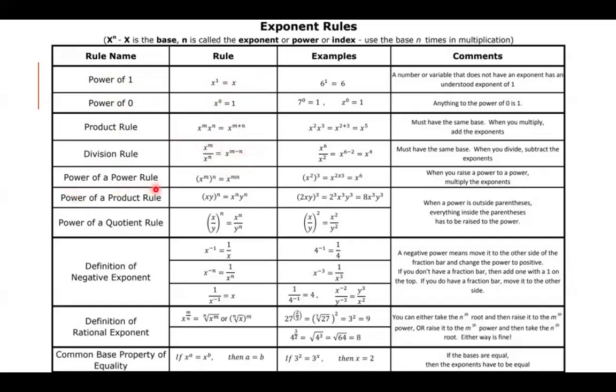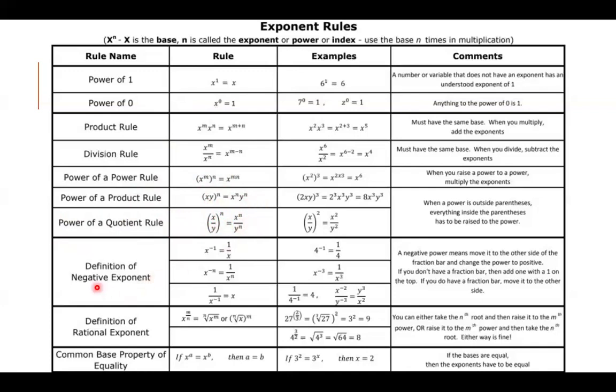The power of a power rule, I like to call this power squared. Okay. Power of a power rule is saying that when you are multiplying powers, you only can multiply when there's one base. Okay. Power of a product rule, that's our distribution rule. When I have a power outside parentheses, it's going to distribute to every factor inside the parentheses. Okay. Power of a quotient is when I have a power outside of a fraction, it's going to distribute to every factor in the numerator and to every factor in the denominator.